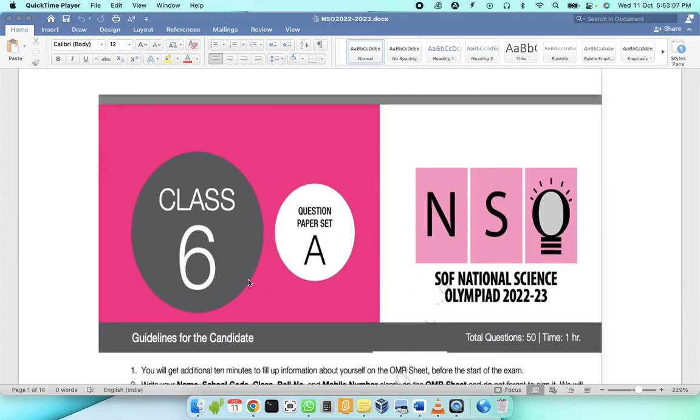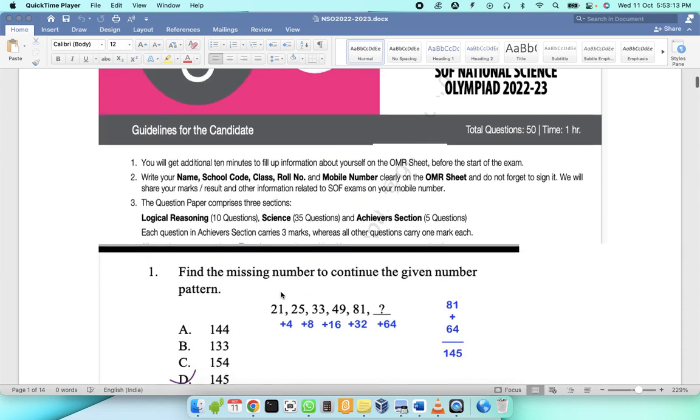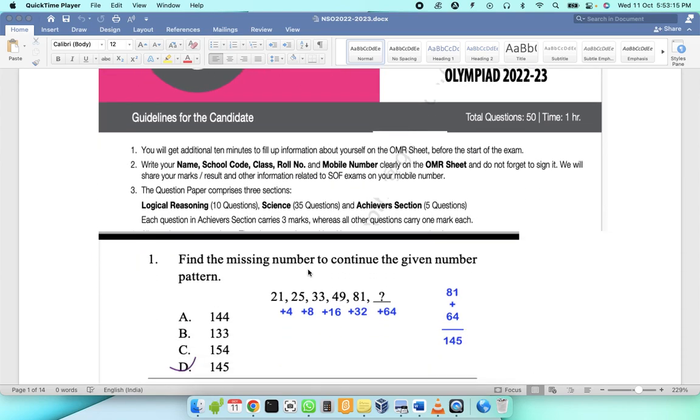Today we'll be discussing Class 6 question paper set A of NSO 2022 to 23. In the first question, we have to find the missing number to continue the given number pattern.